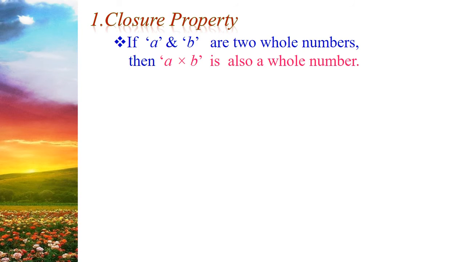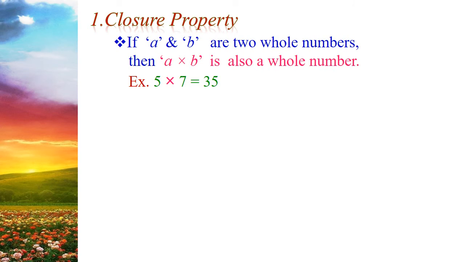Now, let's recall the properties of multiplication. So, the first property, closure property. If A and B are two whole numbers, then A into B is also a whole number. So, example, 5 into 7 equal to 35. Here, 5 and 7 are whole numbers and 35 is also a whole number.